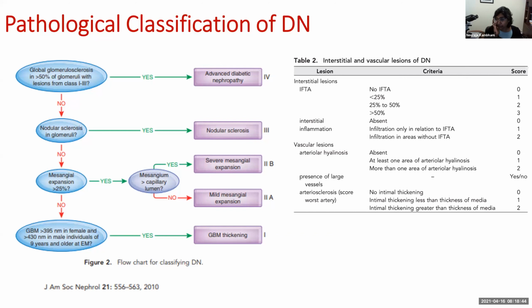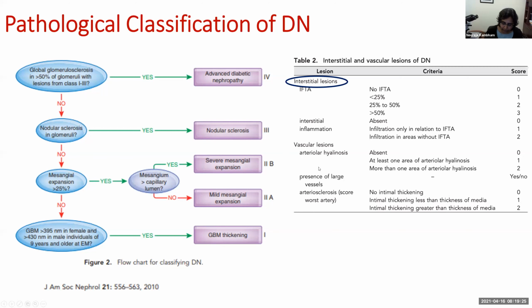But we also pay attention to the interstitium and blood vessels. So the interstitial lesions that are assessed are the amount of tubular atrophy and interstitial fibrosis. We call it IFTA, basically interstitial fibrosis and tubular atrophy. So that's the short abbreviation for our tubular changes. And depending upon how much of these chronic changes are seen in the biopsy cortex, we give it a score. And then there is associated interstitial inflammation. We try to see where the inflammation is, in the areas of atrophy or not.